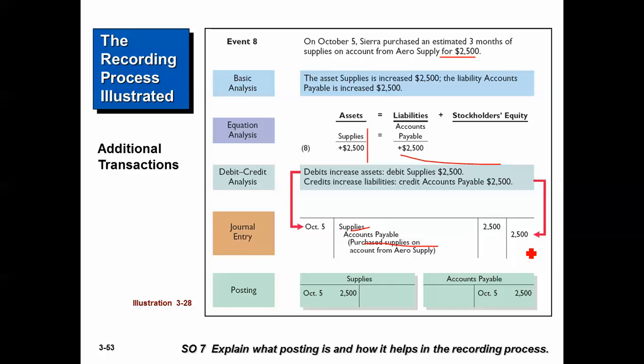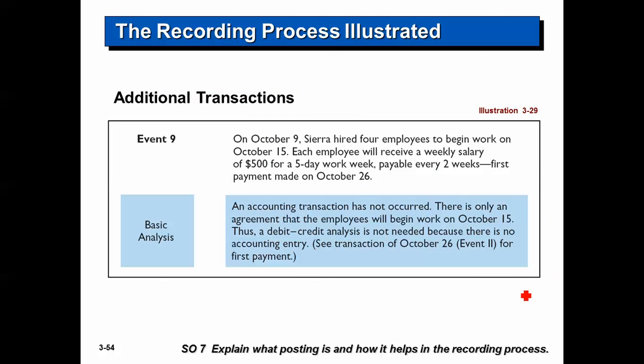Remember, liabilities increase on the right-hand side. I go to my account, supplies, debit 2,500. I go to accounts payable, credit 2,500. So there you have the recording process.